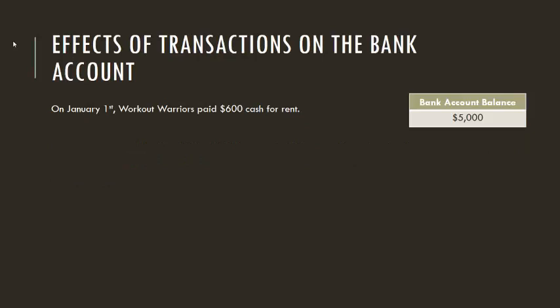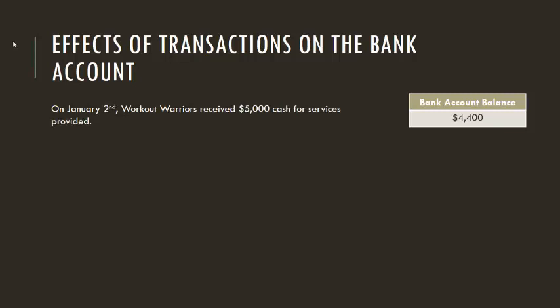Let's do some transactions that would happen during the period for this company to see how they affect the company's cash balance in their bank account. On January 1st, Workout Warriors paid $600 cash for rent. So they transferred $600 from their bank account into the hands of their landlord or whoever they're paying rent to. Well, if they started the period with $5,000 cash in their bank account and they're transferring out $600, that means that the balance of their bank account is going to decline down to $4,400.